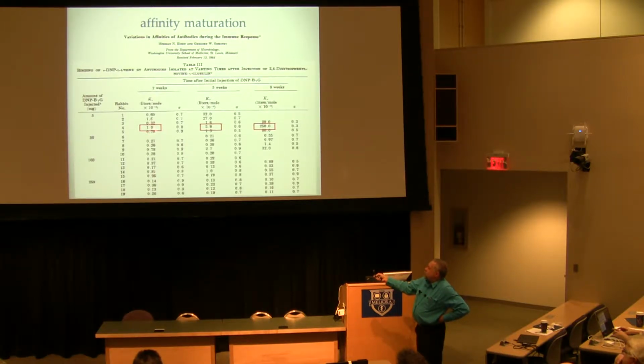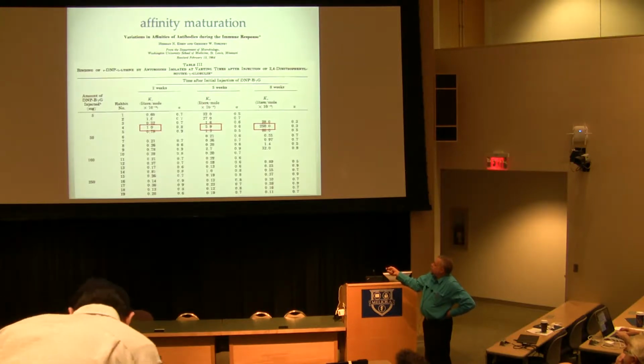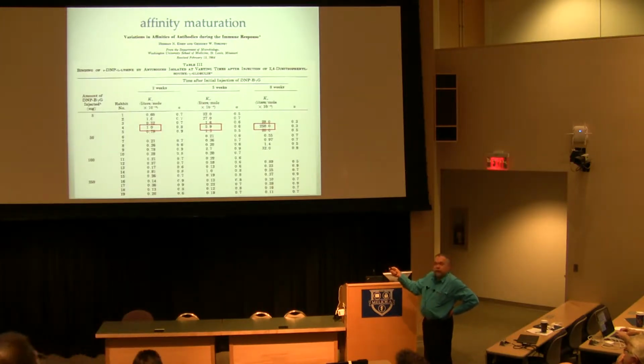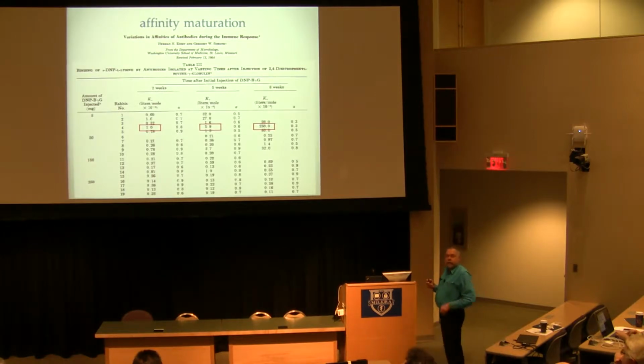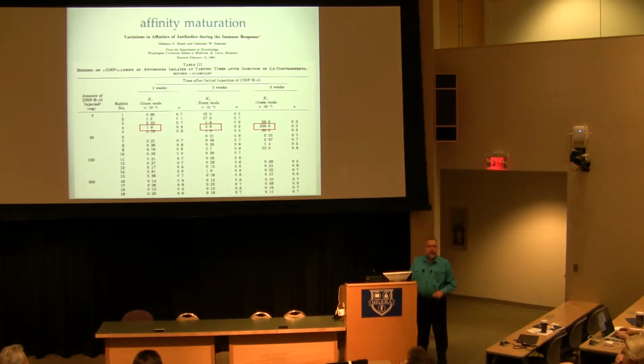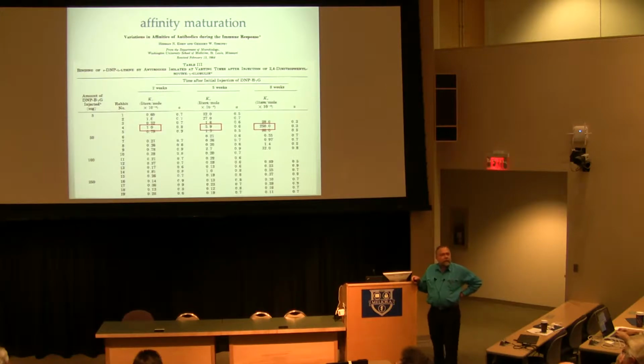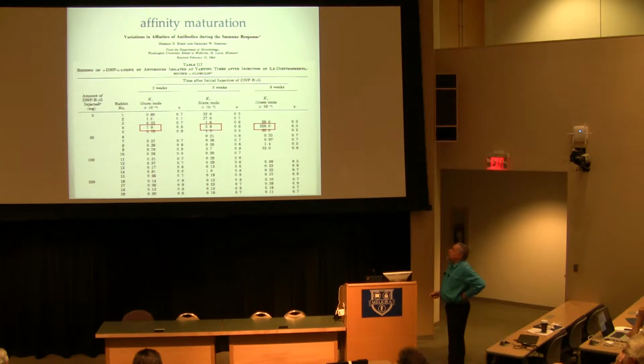After 2 weeks, the affinity of the serum antibody for the antigen was 1 microliter per mole. And after 5 weeks, it had risen by a factor of 6. And after 8 weeks, the affinity was now 250 times higher than it was initially. So a really spectacular increase in affinity in the serum antibody. And this, of course, came to be known as affinity maturation.